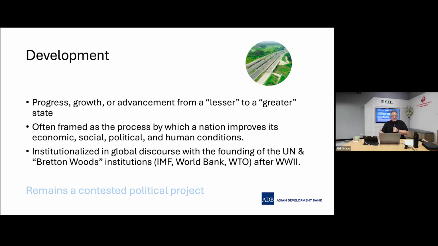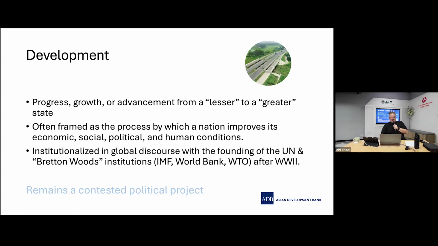And it's become institutionalized in global discourse, firstly with the founding of the UN. And for those of you who know the Bretton Woods conference that took place following World War II in 1944 in New Hampshire in the United States, yes. We're up to development, so it's only this little bit into it. That development, this idea that emerged after World War II, and there were a number of institutions, the IMF and the World Bank.